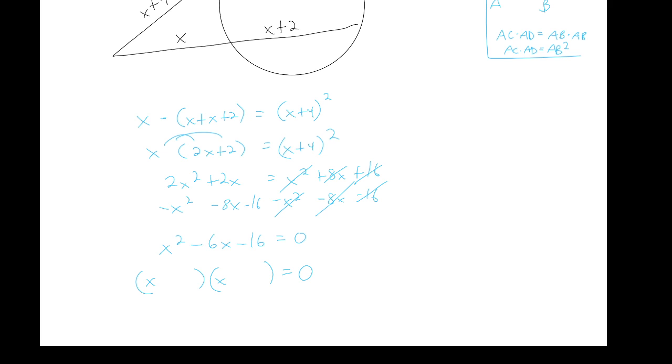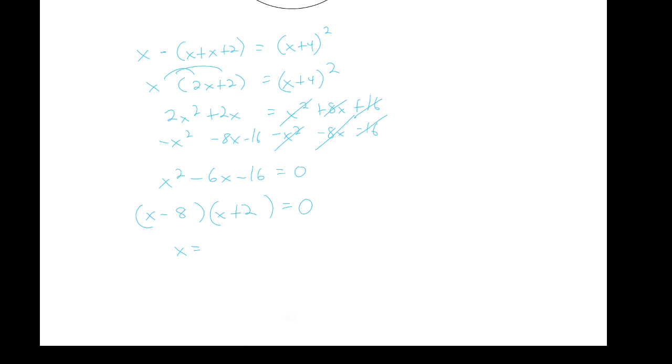x and x. Two factors of negative 16. They're going to have a sum of negative 6, so it's going to be a negative 8 and a positive 2, going back to that skill from Algebra 1. And then we're going to solve, and x is going to be equal to 8, and x is going to be equal to negative 2.